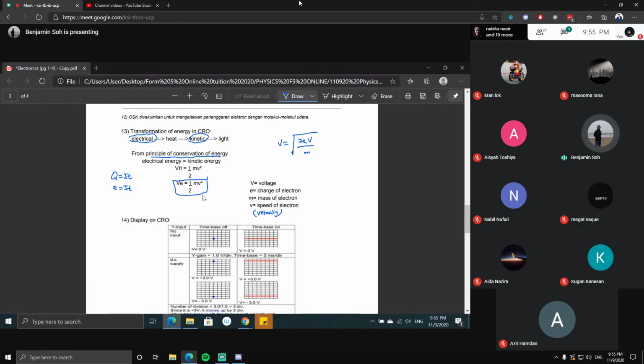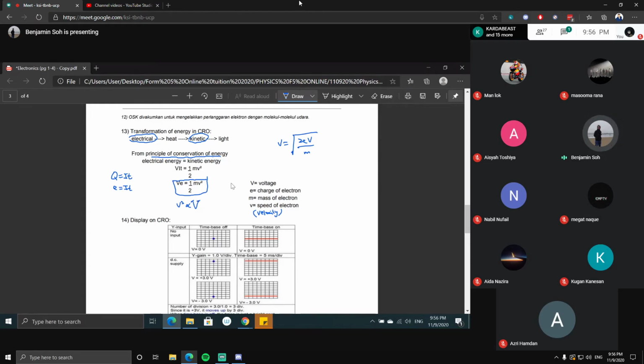So this formula can help us find how fast the electrons are moving inside the CRO. Because the mass of an electron is constant, and the charge of an electron is also a constant value, therefore this v squared is directly proportional to the big V. The higher the voltage, the faster the electrons, isn't it? If the voltage doubles, the speed of the electron will be 4 times bigger because of the square here. Agree? Okay.